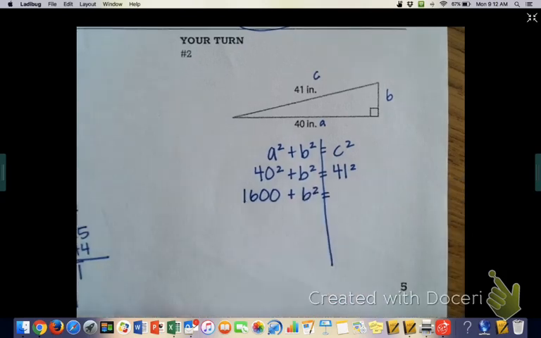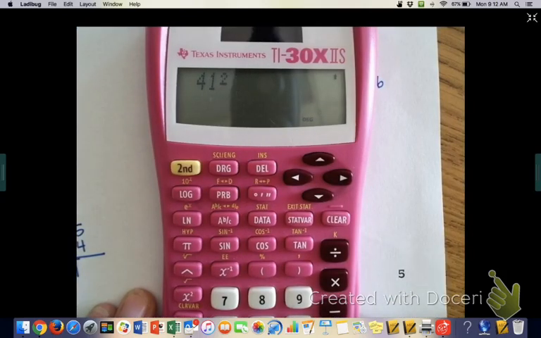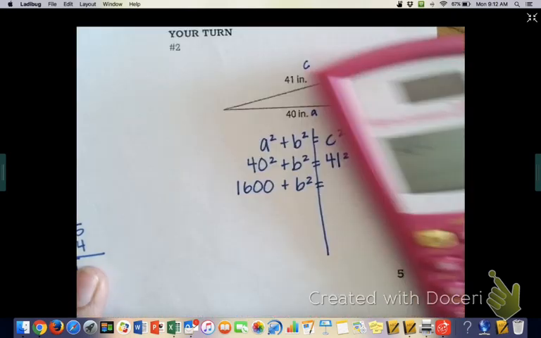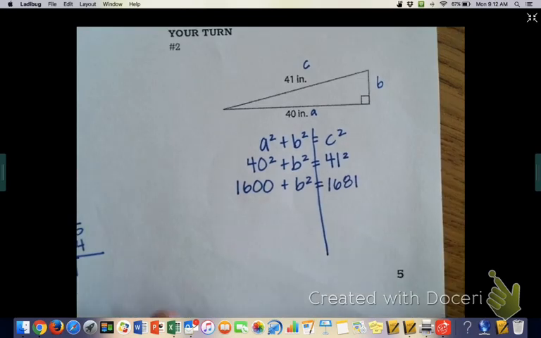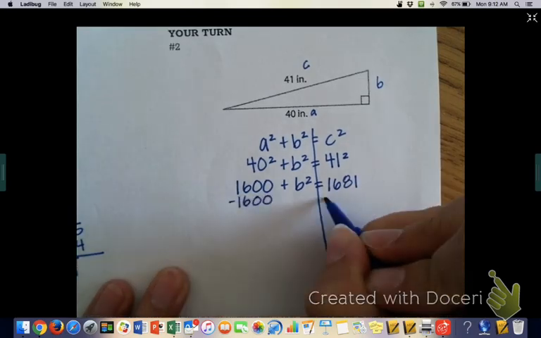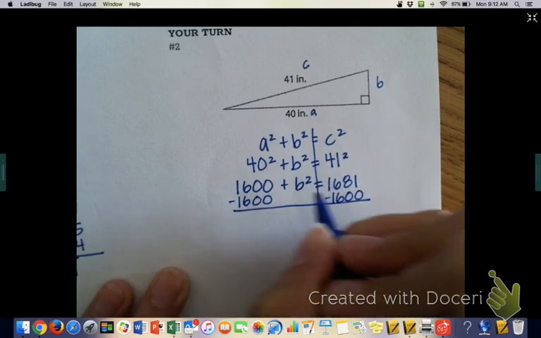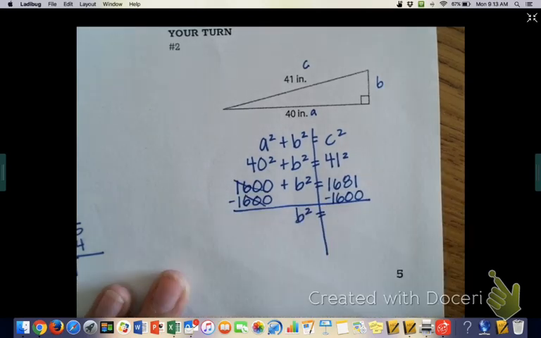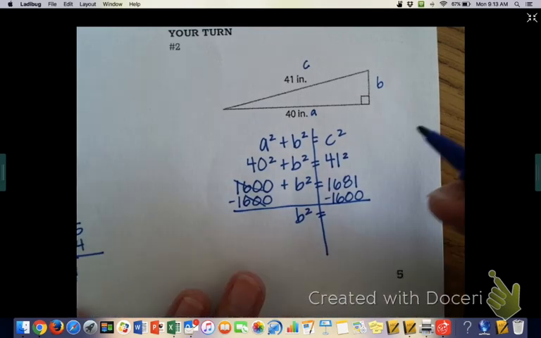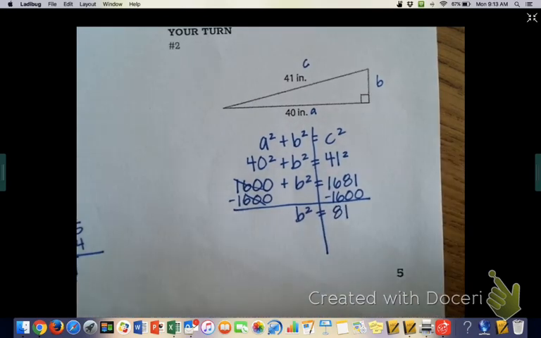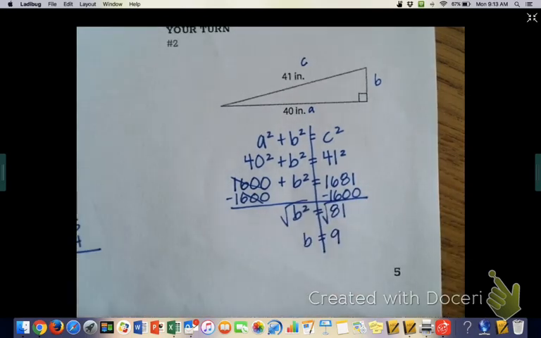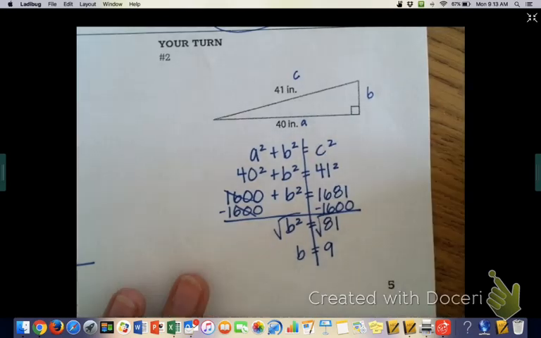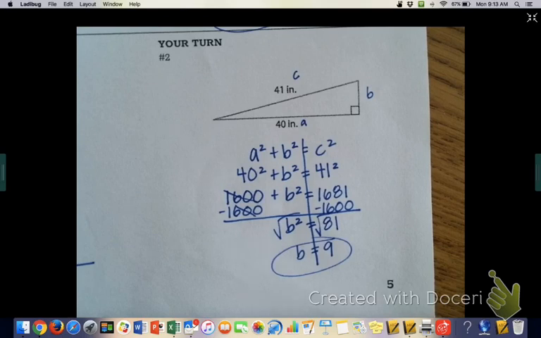41 squared, I have no idea. 41 squared is 1681. So 1681. All right, we're just solving an equation, so you need to subtract 1,600 over here and over here. B squared equals whatever that is. Oh, it'd just be 81. And then square root both sides. B is 9. And again, check to make sure that that seems reasonable, and according to my picture, it does. So that is correct. All right, let's turn the page.